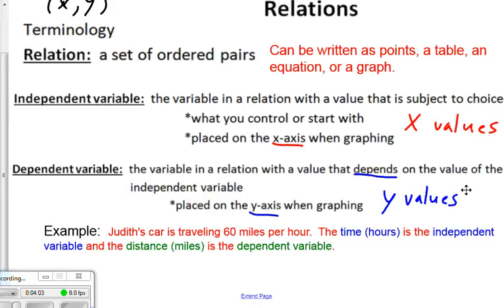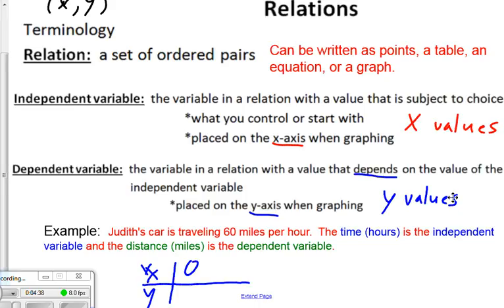So let's use an example here really quick. Judith's car is traveling 60 miles per hour. The time is the independent variable. We don't control the hours, they just kind of go by. So 1 hour goes by, 2 hours go by, 3 hours go by. The distance in miles, how far she travels after a certain amount of time, would be the dependent variable. So if I wanted to write maybe a table for this relation, I would have my x and y.